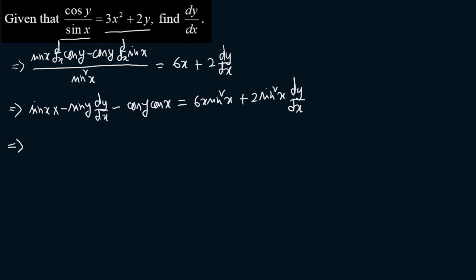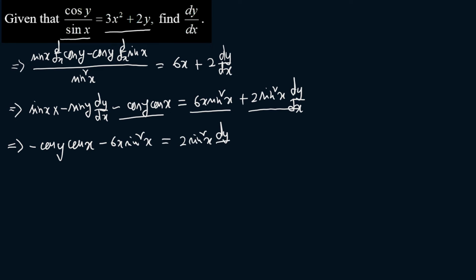Let me take this expression with the minus sign, then both are positive, so one minus sign will be there. So minus cos y cos x, this expression, and take it on the left side, minus 6x sin square x. Then on the right side, which is 2 sin square x dy by dx, and that expression we can take on the right side because it has the minus sign, then it becomes plus sin x sin y dy by dx.